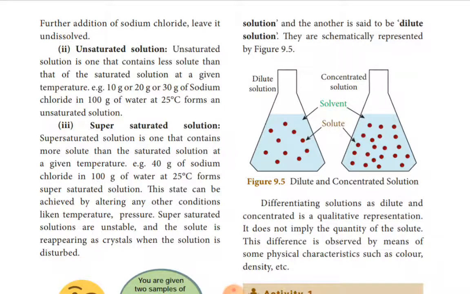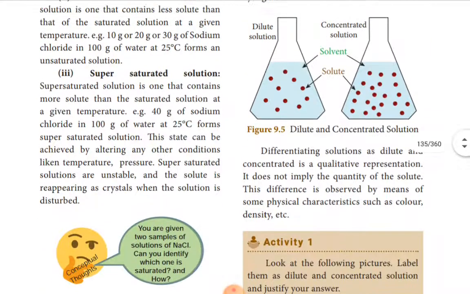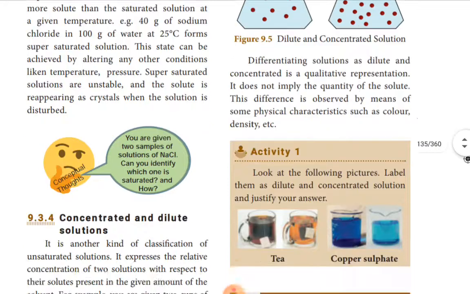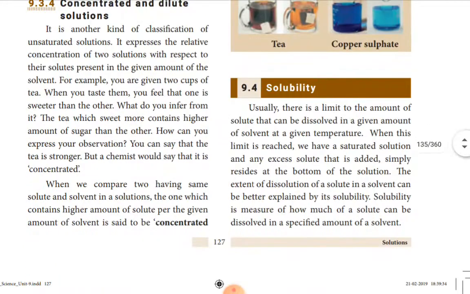Suppose in 100 gram of water, 36 gram of sodium chloride is dissolved, that is concentrated. Suppose in another solution, in 100 gram of water only 20 gram of sodium chloride is dissolved, then compared to the previous one, this is dilute. So these are dilute and concentrated. These terms are given by comparing two solutions.